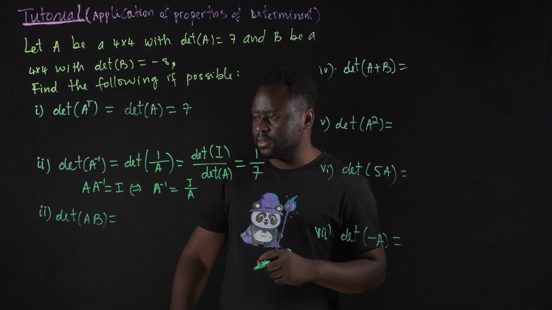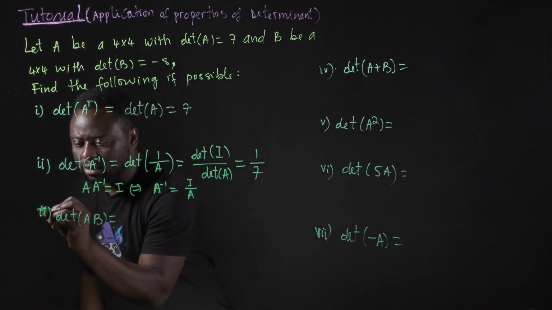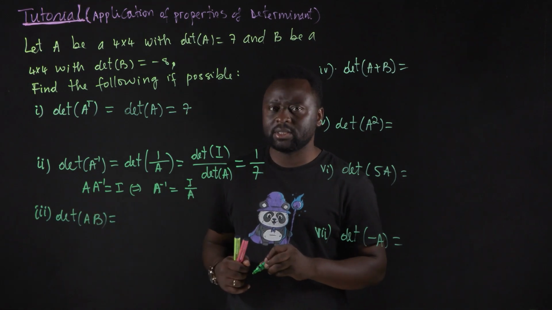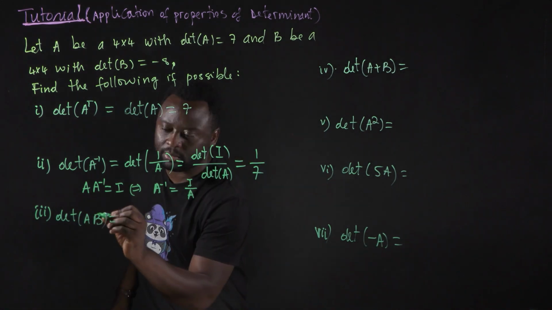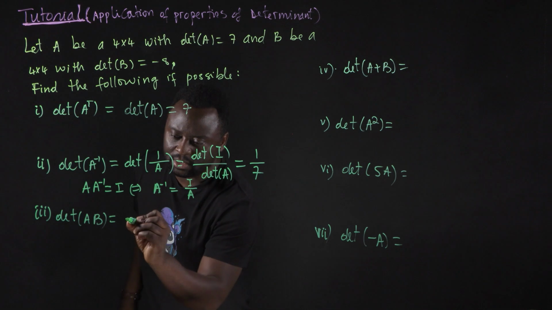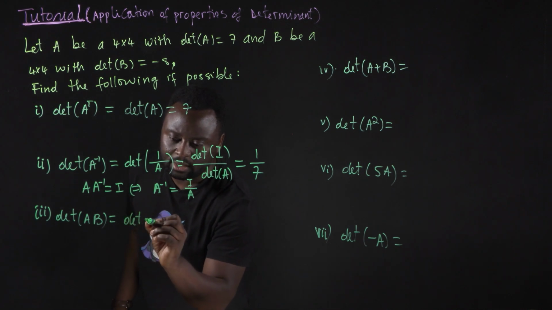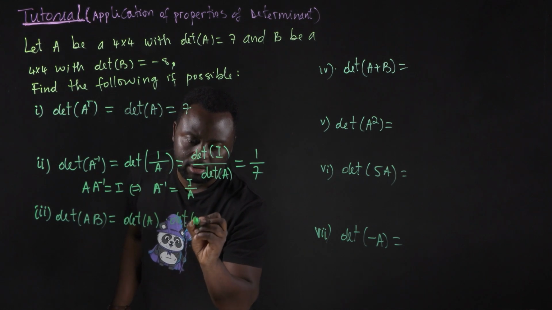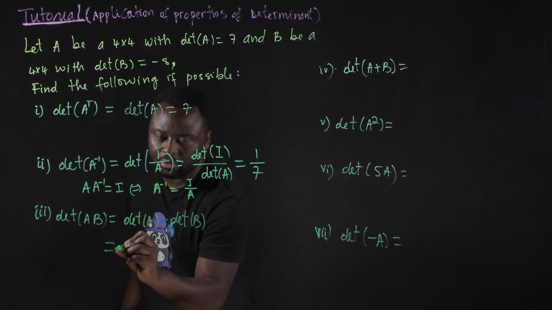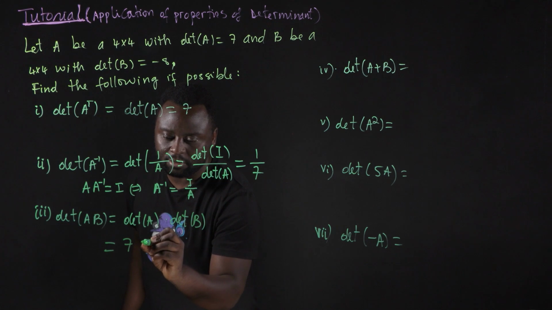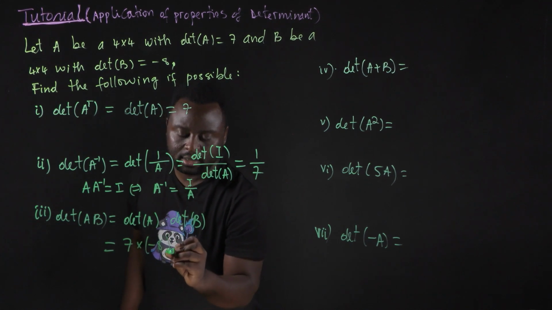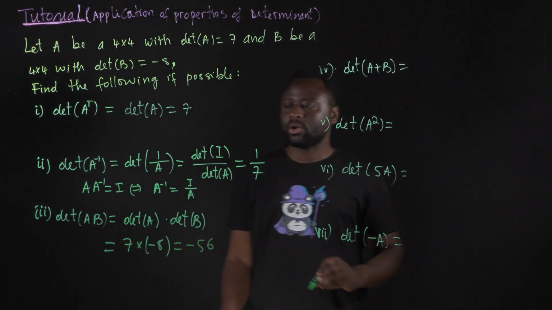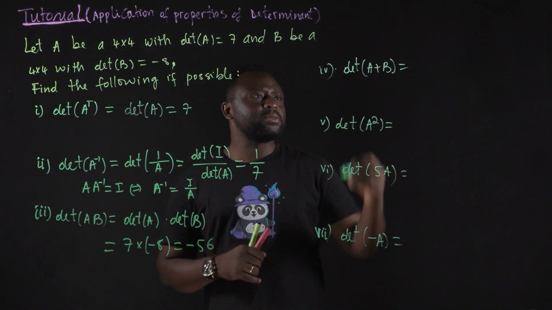Now let's look at this. This is 3. So we want to find the product of these two matrices. By definition, the determinant of a product of two matrices is the product of the determinants. So this is the determinant of A times the determinant of B. And we know the determinant of A is 7. The determinant of B is -8. This is -56. Okay?